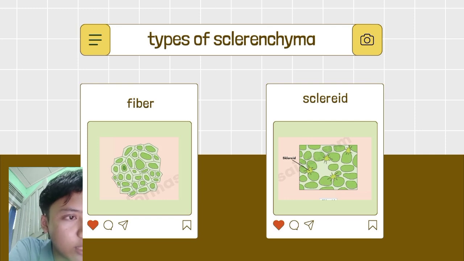Sclereids vary in shape, such as round, short, or irregular, unlike fibers, which are elongated. Two, thick, hard cell walls containing lignin, making them hard and providing strength and protection. Three, dead cells. Sclereids die when mature but continue to provide structural support. And four, found in the hard parts of plants, such as seeds, fruit skin, and stems, especially in parts that need extra protection.